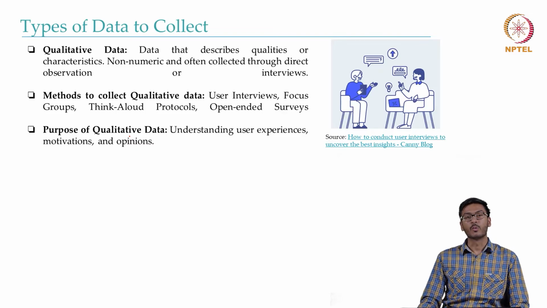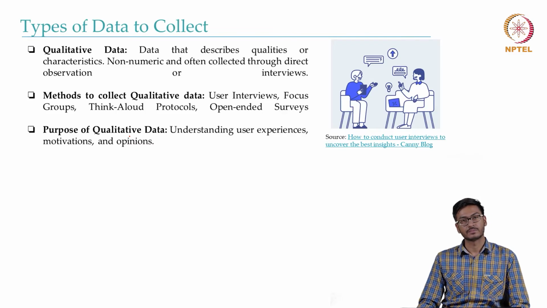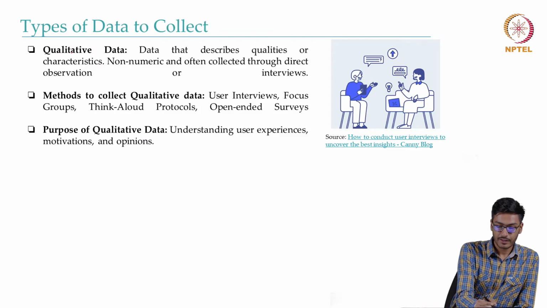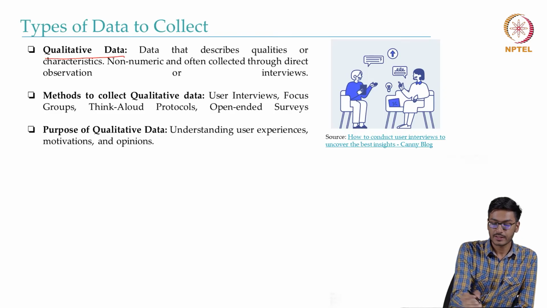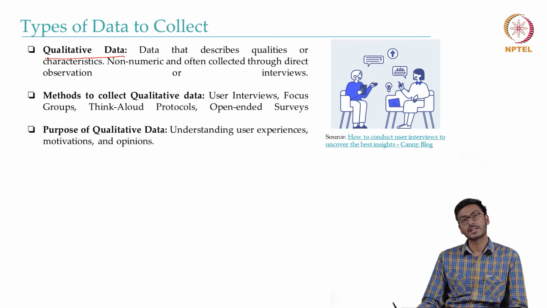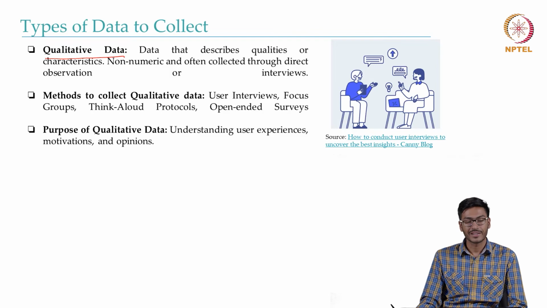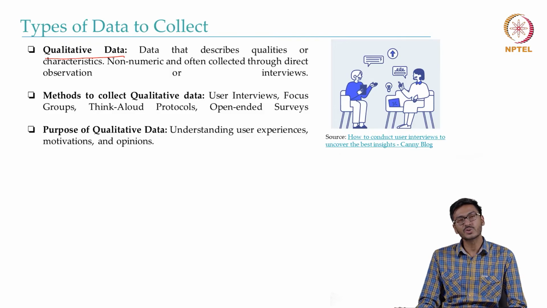We need to decide what type of data we collect. Well, for evaluation, we need data. And data, what kind of data? Well, data may be qualitative and quantitative. So first we have a look at qualitative data. It is the data that describes just the qualities or the characteristics. It is non-numeric and often is collected through direct observations or interviews. It is usually more detailed.